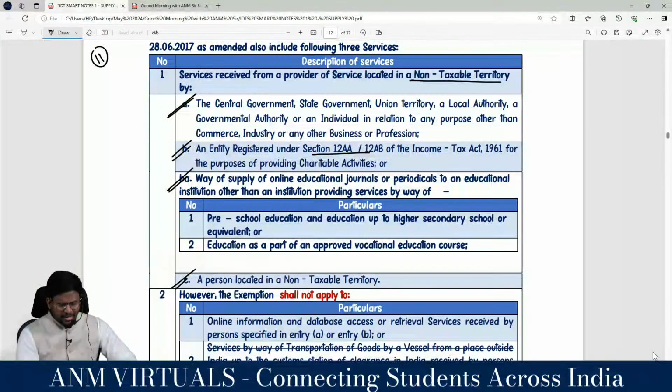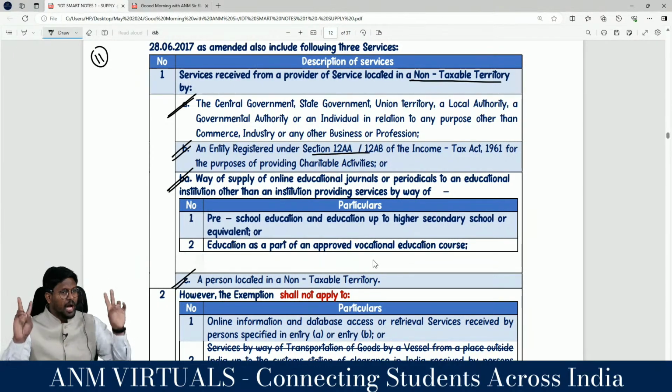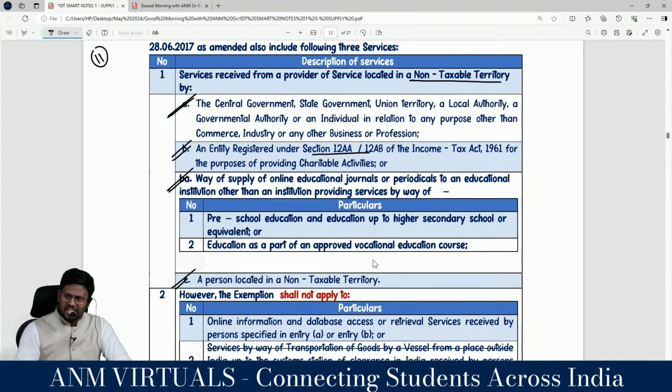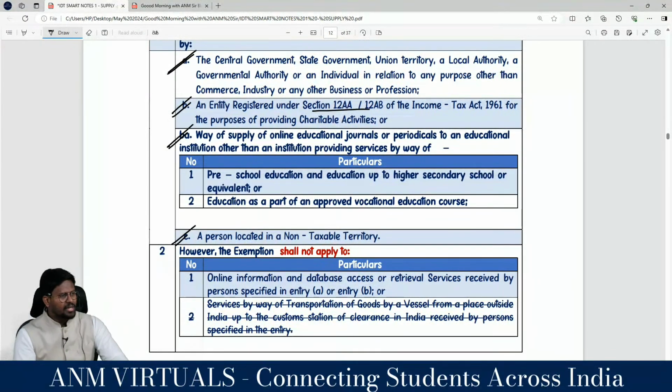Sir, if the service provider is situated outside India and the service recipient is an educational institution, and the importation of services is by way of online education journals or periodicals, it is exempt from GST. However, this exemption will not be applicable to preschool education, education up to higher secondary, or education as part of approved vocational education courses. And if the service provider is situated outside India and the service recipient is also situated outside India, it is exempted from GST in India. Earlier, that part was there, but it has been deleted in the Act.